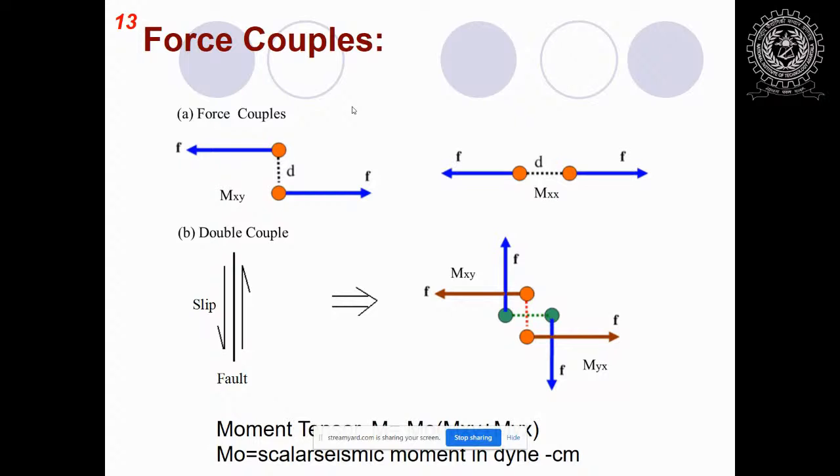But we need to consider the Mxy couple too for avoiding the net torque on the fault. As physics says, everything seems to be in a state of equilibrium condition. So the magnitude of the equivalent body forces is M naught, which is the scalar moment of the earthquake. Thus, if Mxy and Myx are couples of unit magnitude, the moment tensor can be determined by using a very simple formula, which is M is equal to M naught into (Mxy plus Myx), where M naught is nothing but the seismic moment.